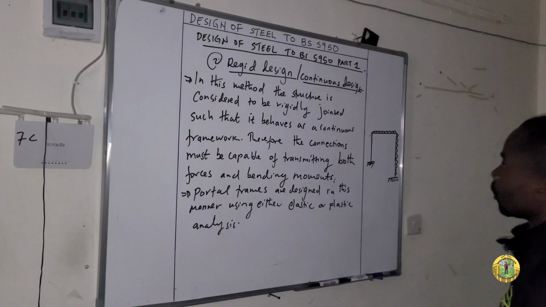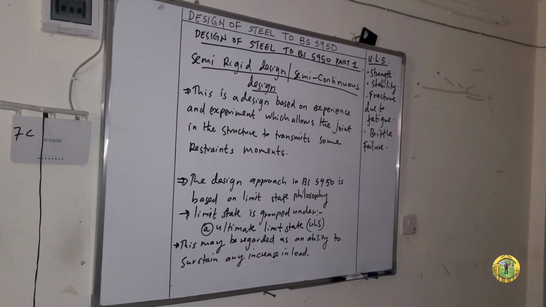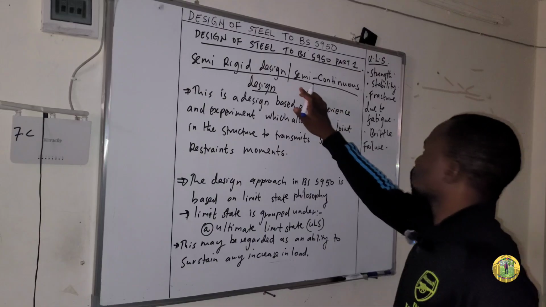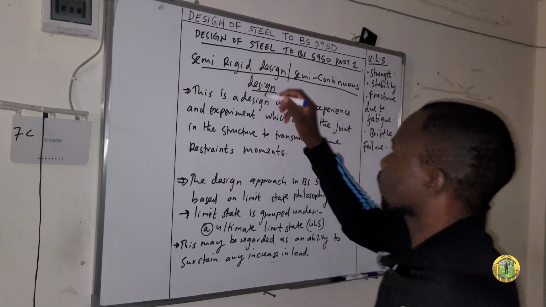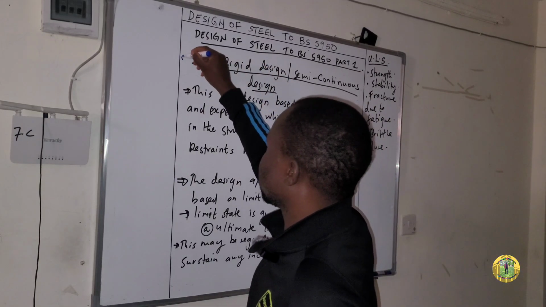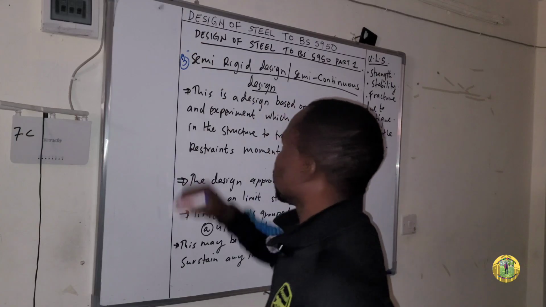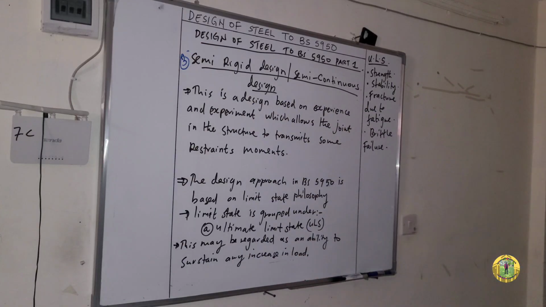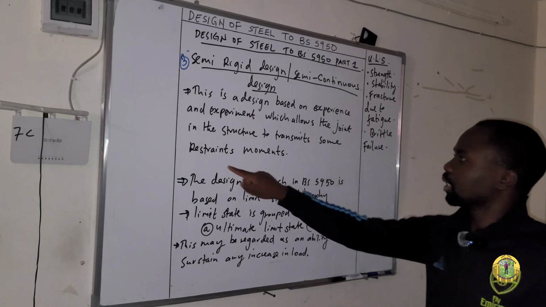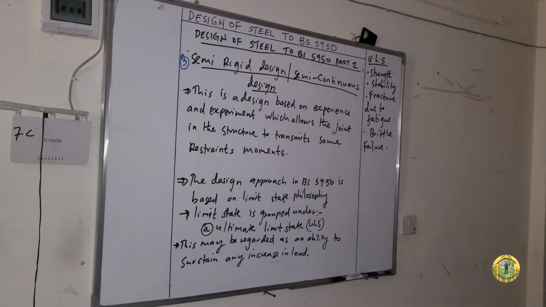Now let's talk about the semi-rigid design, or sometimes it is called semi-continuous design. So this is number 3. This is a design based on experience and experiments which allows the joints in the structure to transmit some restraint moments.